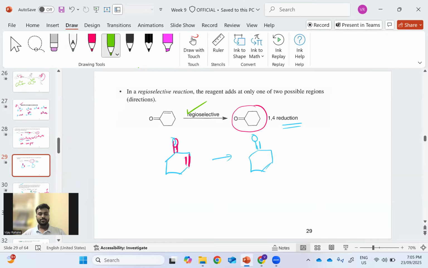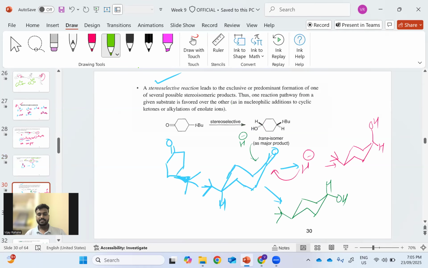So in that case, we need to do regioselective reduction of this double bond. This type of reaction we call a regioselective reaction. In this, reagents add only at one of these possible regions, leaving the other one unaffected. So this one is unaffected. This is an example of a regioselective reaction.